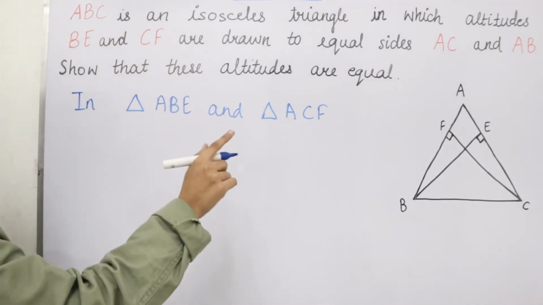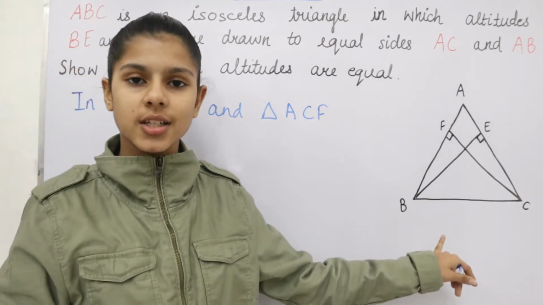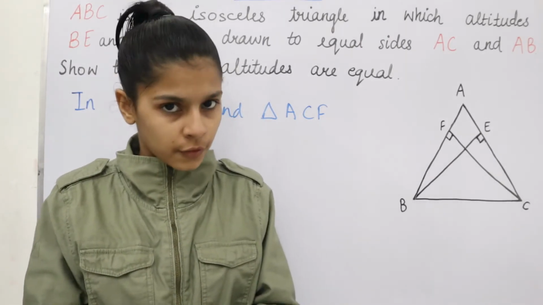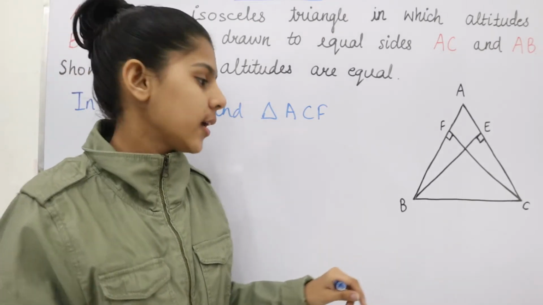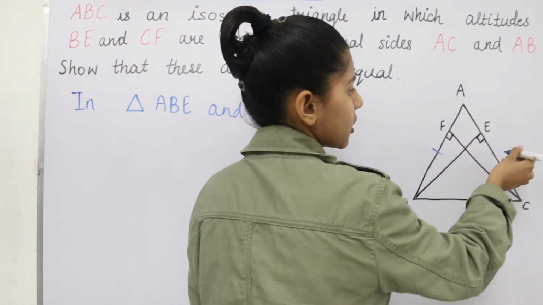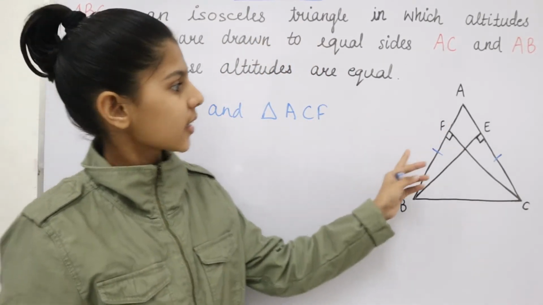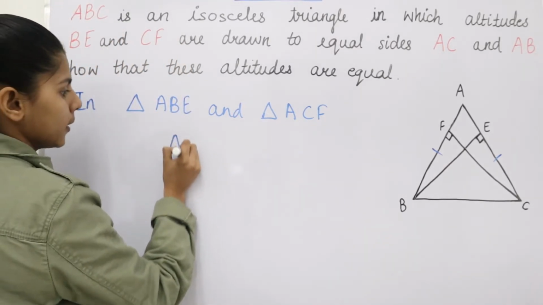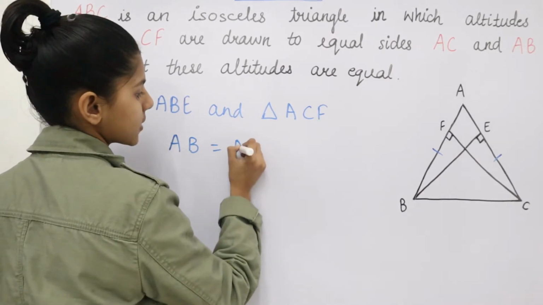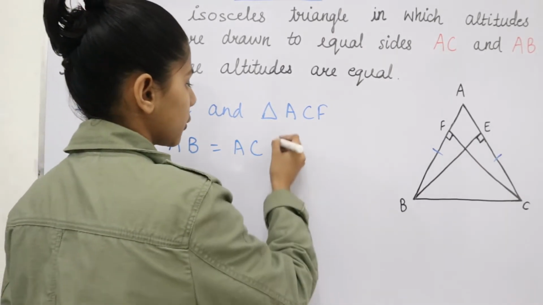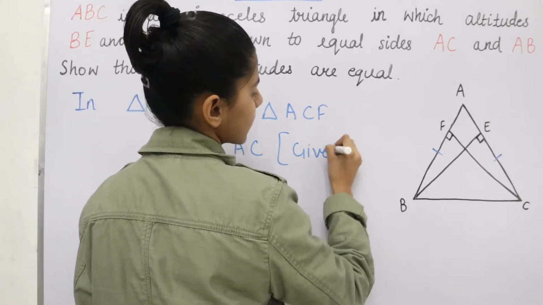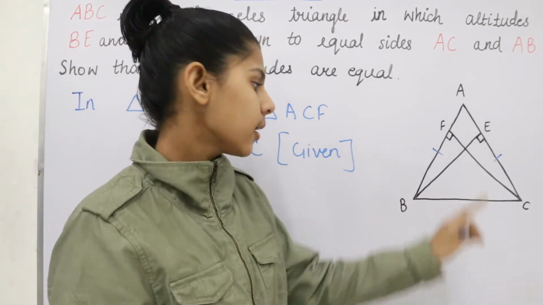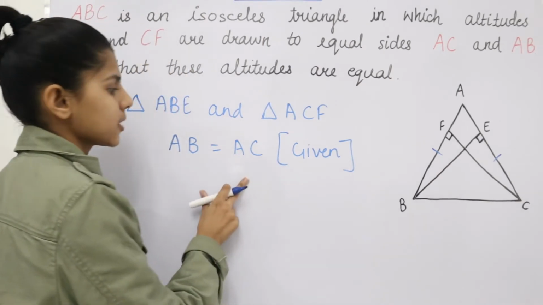So it is told in the question that it is an isosceles triangle. So if it is an isosceles triangle, two sides of the triangle will be equal, and the two sides which are equal are AC and AB. So these both sides are equal, and they are coming in these different triangles, in these both triangles. So we can write AB is equal to AC, and in the bracket the reason: it is given to us in the question that the equal sides of this isosceles triangle are AB and AC. So we can write AB is equal to AC.